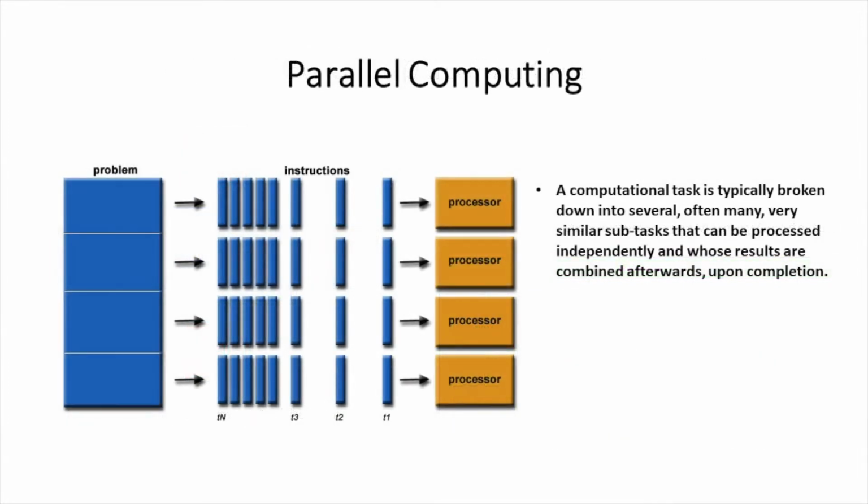Therefore, parallel processing, also called parallel computing, is a type of computation in which many calculations are carried out simultaneously. Large problems can often be divided into smaller ones, which can then be solved at the same time. There are several different forms of parallel computing: bit level, instruction level, data level, and task level parallelism. Parallelism has long been employed in high performance computing, but it is gaining broader interest due to the physical constraints preventing frequency scaling.